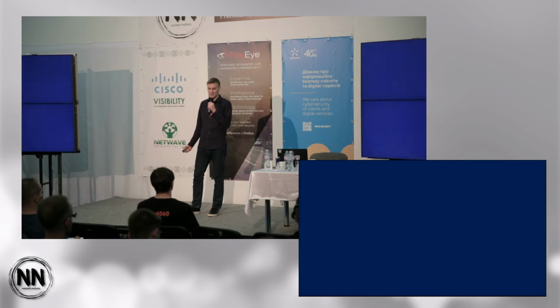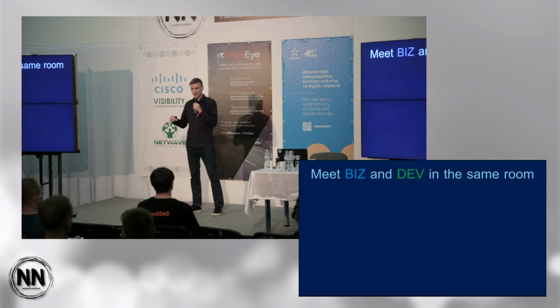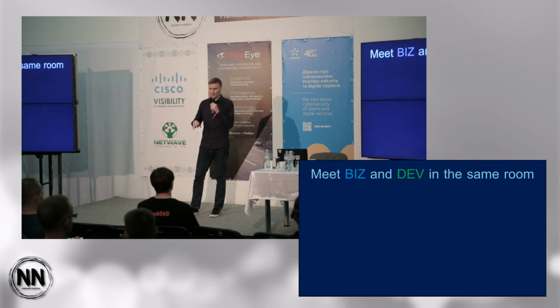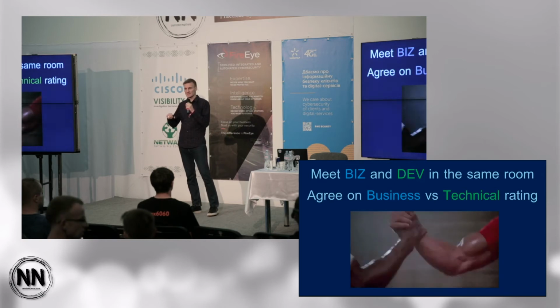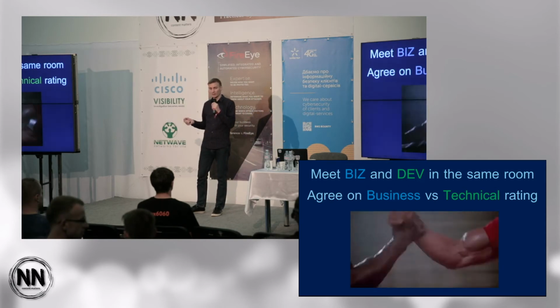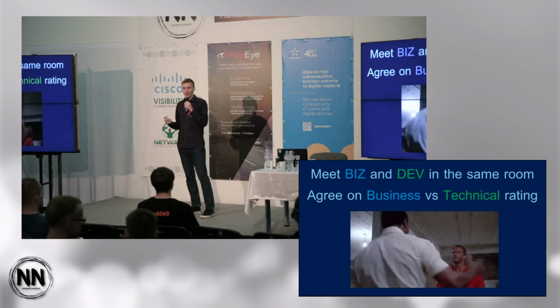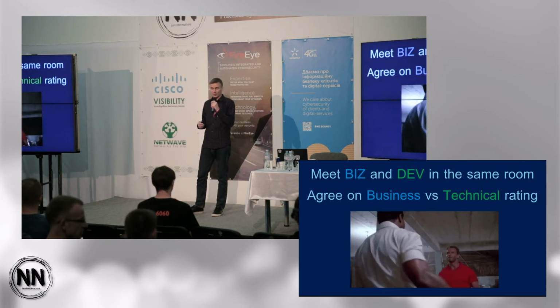So what really helps is to start your entire exercise with a meeting with business and development in the same room. Just grab the people from the development part of the team, grab the product owner, grab the program or product manager, and put them together and agree what is important in terms of business versus technical rating. For example, for the developer, some vulnerability may seem minor, but from the product perspective, it will be crucial.